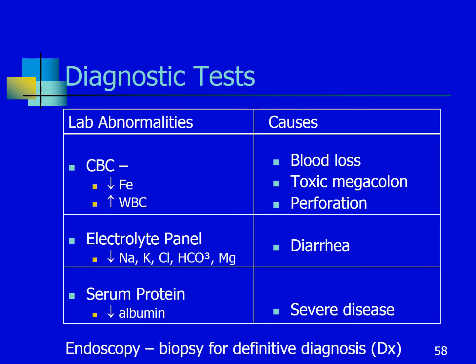So what are some diagnostic tests to see what's going on? You're going to do your CBC. You're going to find that iron is low, the WBC may be high, and usually that is because of blood loss, toxic megacolon, or perforation. In the electrolyte panel, the electrolytes will be low because of the diarrhea. If you do serum protein, the albumin level will be low because severe disease does not allow for absorption. And the definitive way to diagnose this is endoscopy, biopsy.